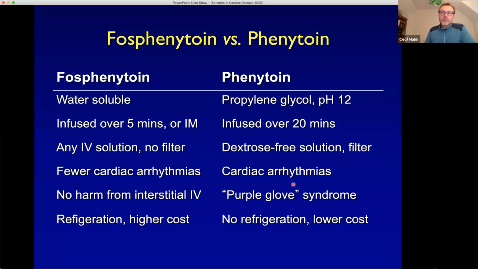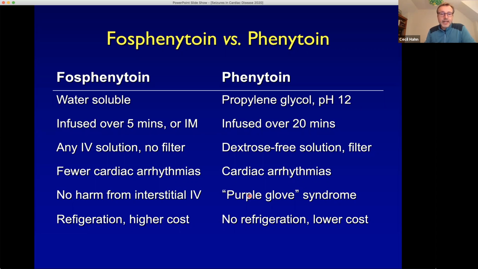One important reason why fosphenytoin has become the drug of choice in the US especially is purple glove syndrome. I don't have a photo in this talk, but if you're curious, you can Google purple glove syndrome and you'll see examples of what can happen if you have an interstitial IV from phenytoin infusion. It can be quite nasty. And so that's a reason why, for medical legal reasons, in the US, phenytoin has fallen out of favor.